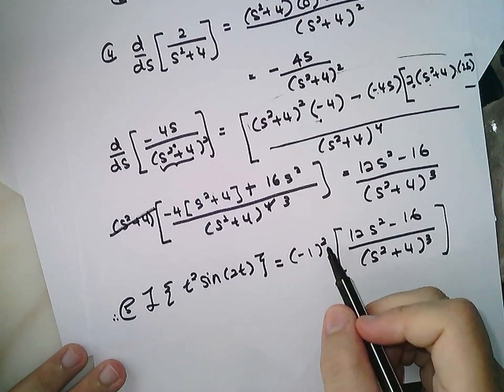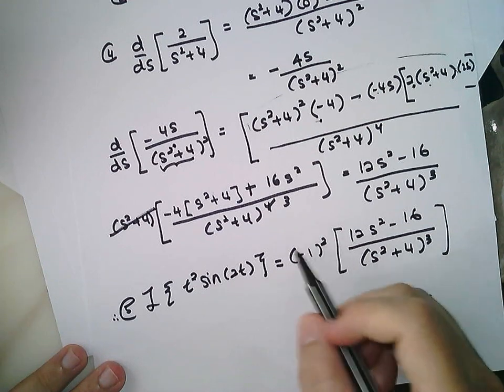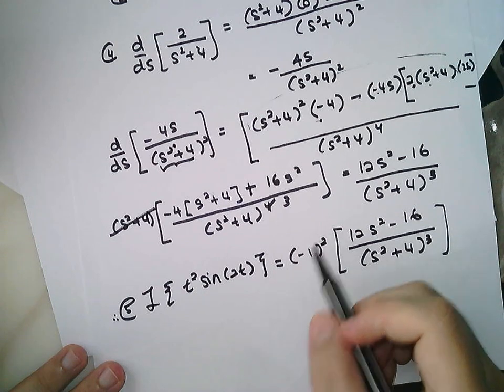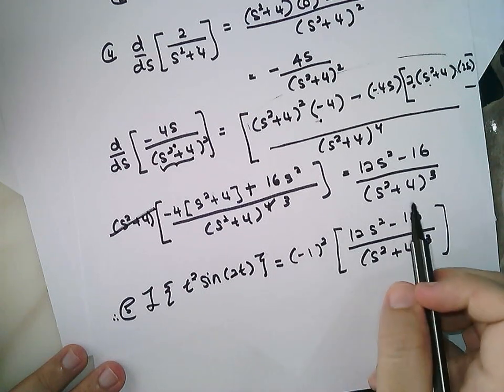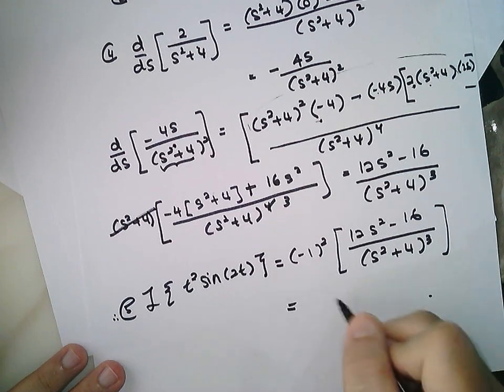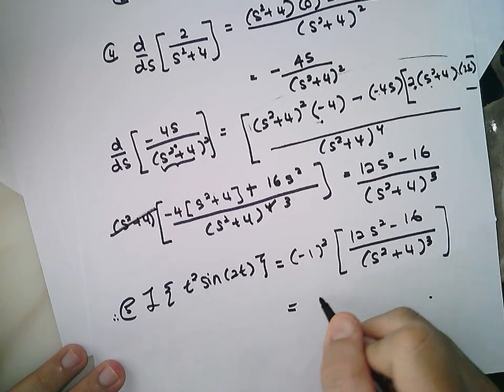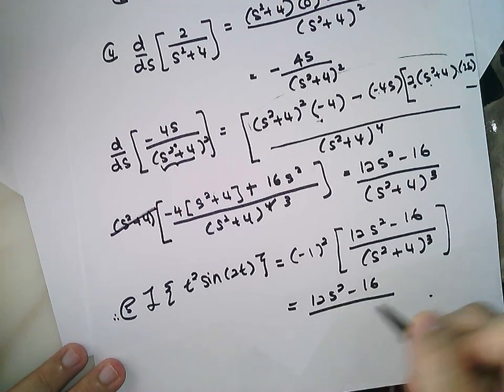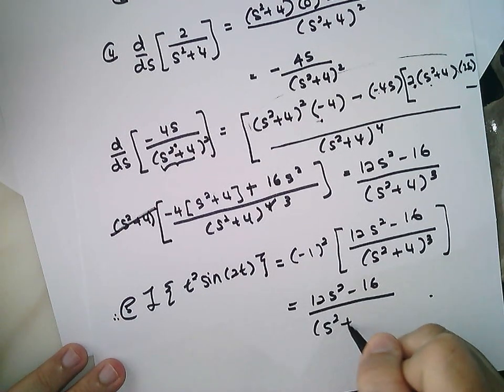If you have an even function for n, it does not affect anything. If you have an odd one, let's say negative 1 to the power of 3, you have to expand for the numerator part. So this one ends up with 12s squared minus 16 over s squared plus 4 cube.